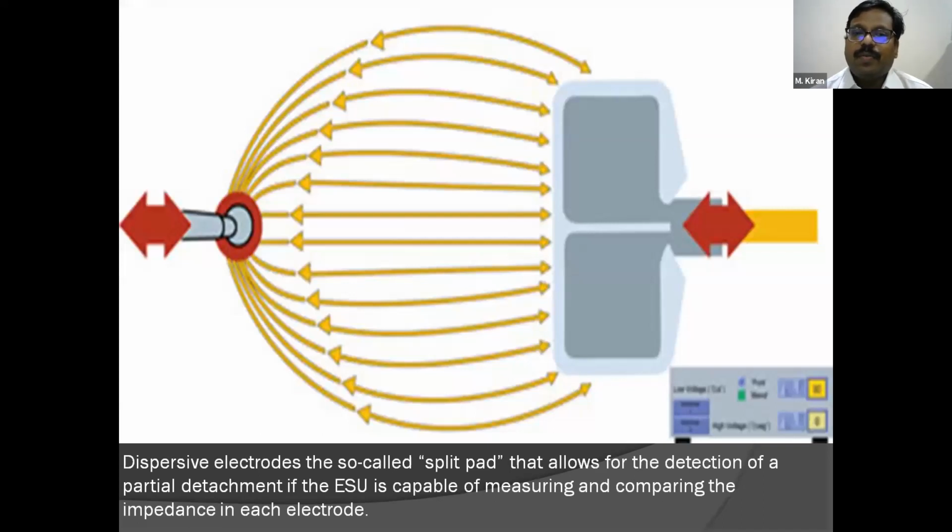And this is how the return electrode works. Like the dispersive electrode, the so-called split pad allows for the detection of a partial detachment if the electrosurgical unit is capable of measuring and comparing the impedance in each electrode. Here we can see two split pads. If one side is disconnected, then also we'll get the alarm from the machine. So we have to check whether it is properly pasted or not. Sometimes adhesive will be loosened, and it may not conduct properly.